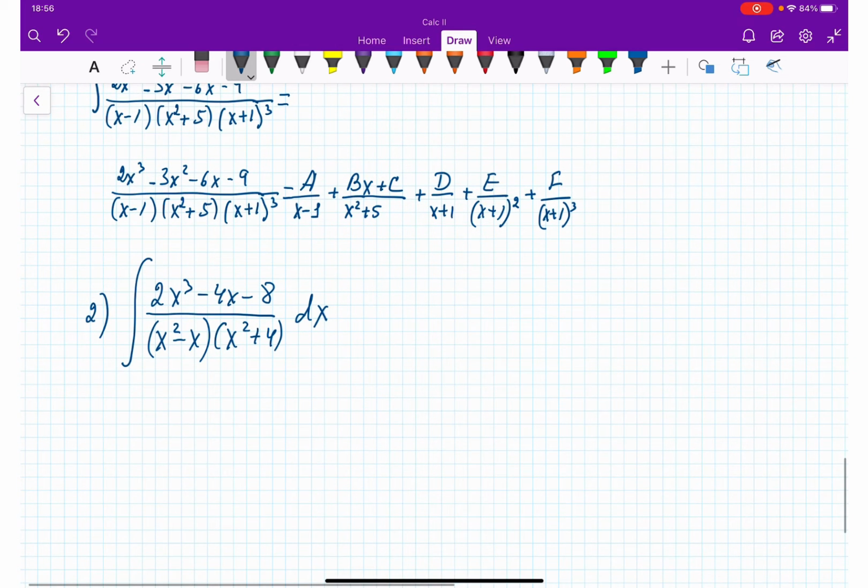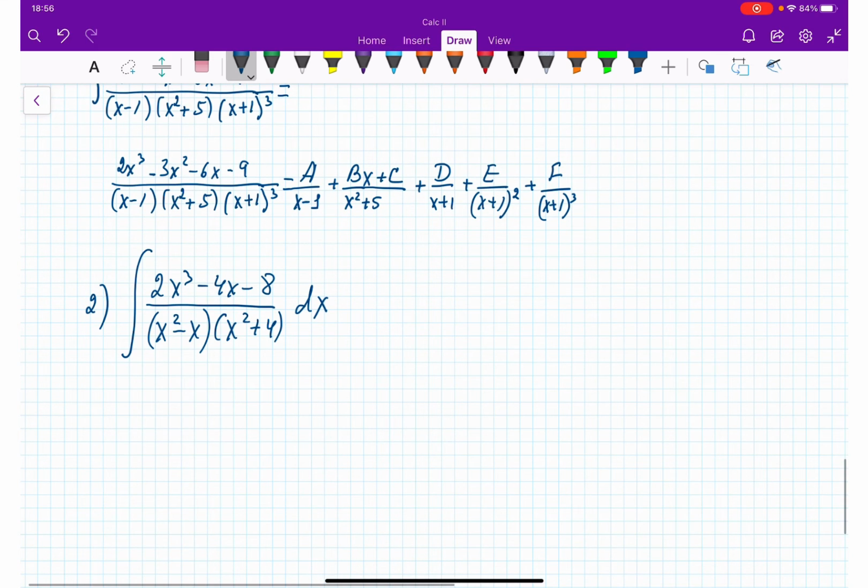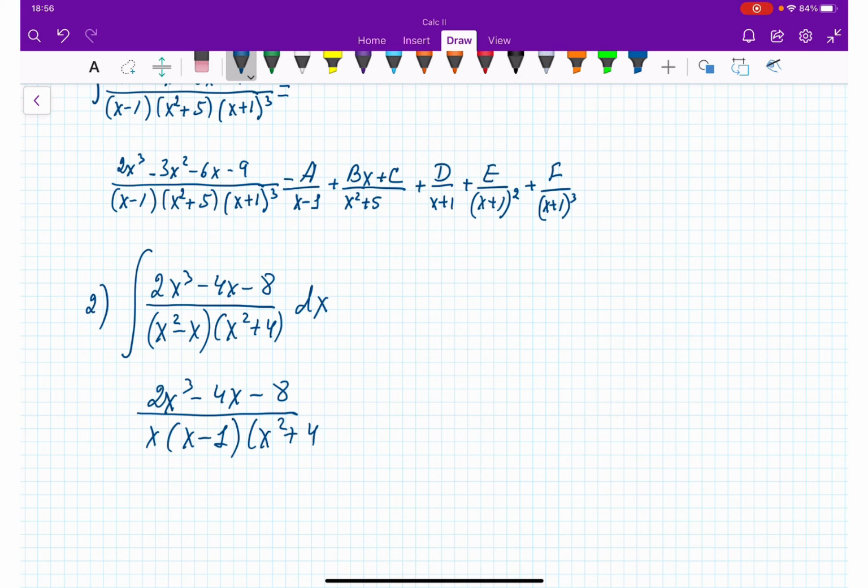So first of all, in the denominator, I'm going to take a common factor out. So 2x cubed minus 4x minus 8. I'm not going to put the integral because I will start working on it, to decompose. So the denominator I'm going to write as x, x minus 1, and x squared plus 4. This is going to be equal to a over x, b over x minus 1, and since here I have x squared plus 4, it's going to be cx plus d.